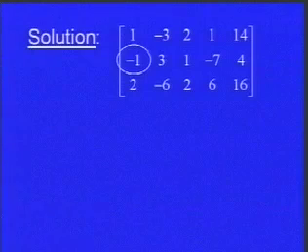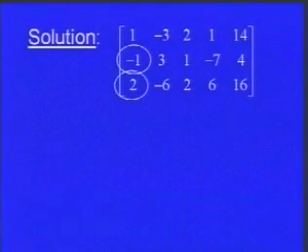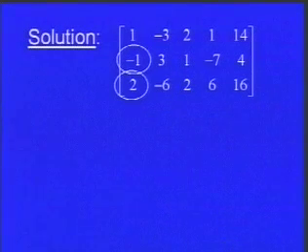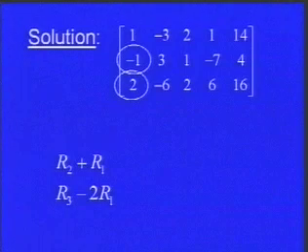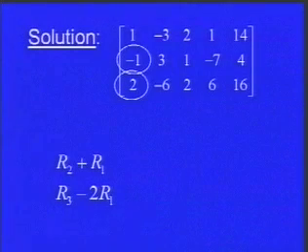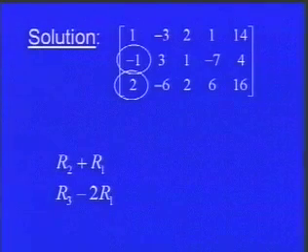Okay, so I need to figure out how to get that to be a 0. And I also want to get rid of the 2 that's in the third row. I want that to be a 0. So if I do row 2 plus row 1, and then row 3 minus 2 row 1, that's going to give me zeros in those two positions.